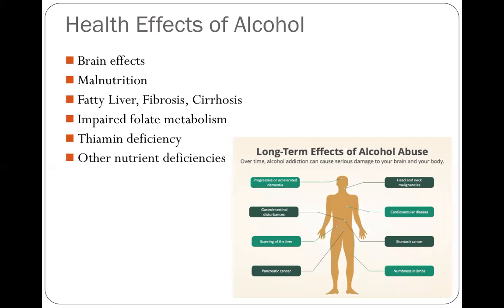Alcohol can cause fatty liver disease, fibrosis, cirrhosis, which is scarring of the liver, and eventually cirrhosis can lead to liver failure and death. Alcohol interrupts the B vitamin metabolism, so specifically folate, thiamine, and B6 metabolism is affected by alcohol. And because all those B vitamins are cofactors in metabolism, if their metabolism and absorption is interrupted, they can no longer play a role in metabolism. So many, many effects, as well as some of the ones shown on this diagram.